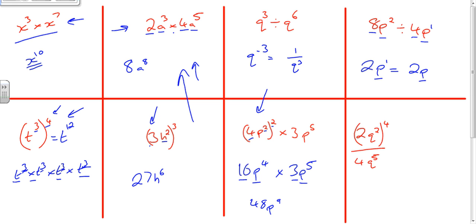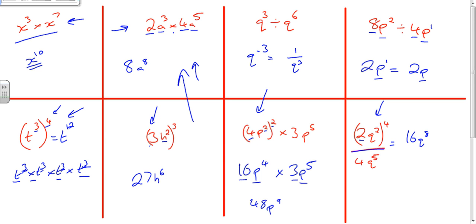Next, this one here, even though you've got this fraction looking thing, that just means divide. It means that we've got to do the first bit first. So we're going to do 2 to the power of 4. So 2 times 2 times 2 times 2 is 2, 4, 8, 16. And q to the power of 2 to the power of 4, again, you multiply the powers. That's going to be q to the power of 8.